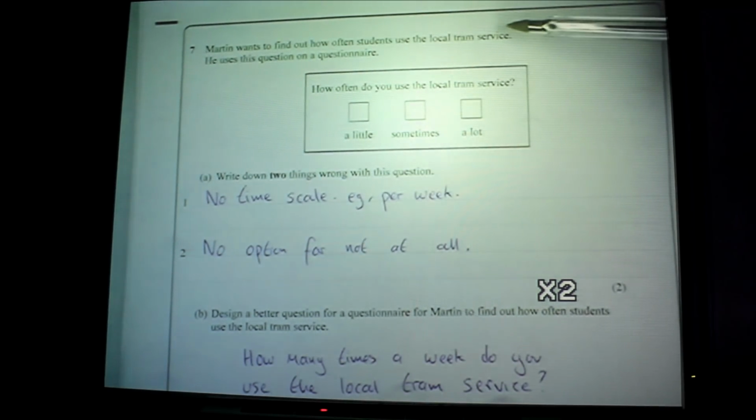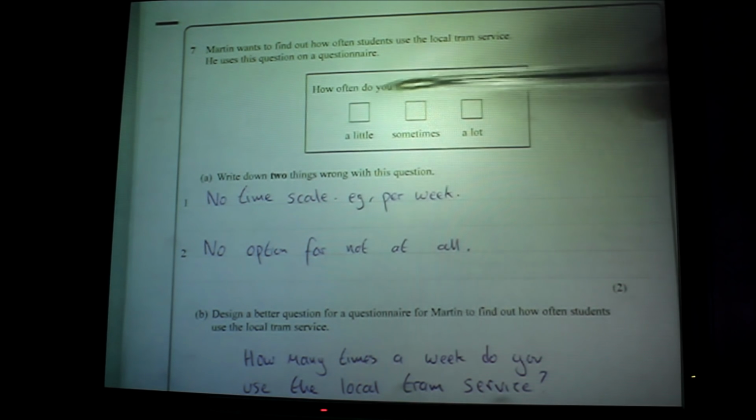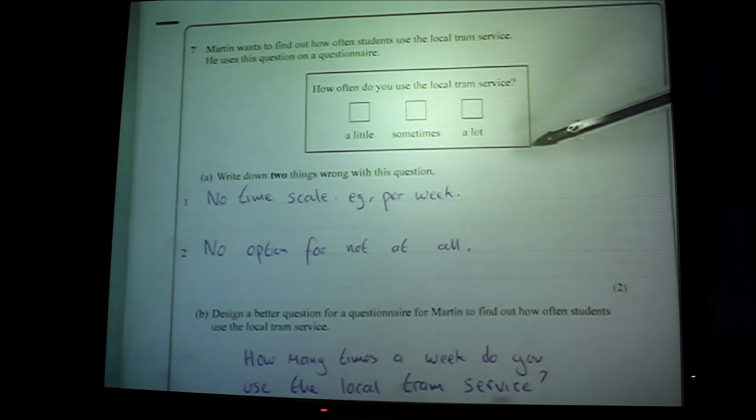Question 7, moving on. Lovely, questionnaires come up. There's always some idiot who's written a stupid questionnaire, so let's have a look. In this case it's Martin. He wants to find out how often students use the local tram service. So how often do you use a local tram service? A little, sometimes, a lot. Write down 2 things wrong with it.